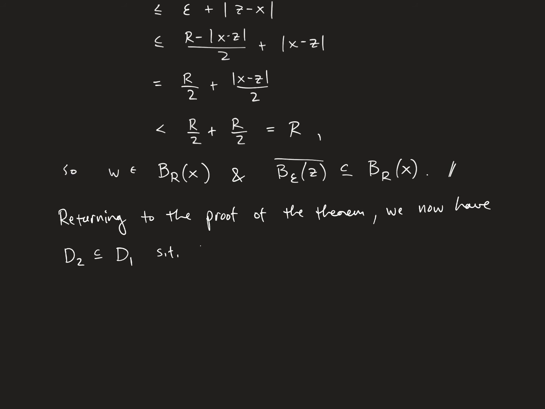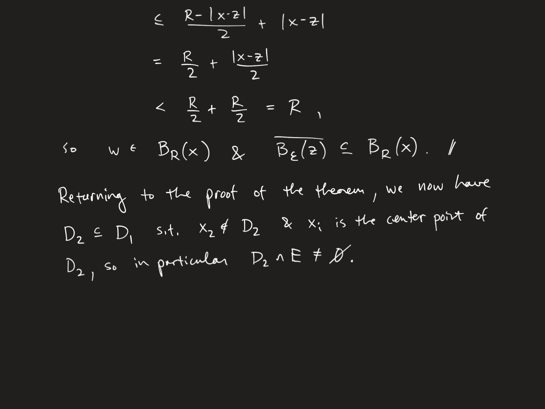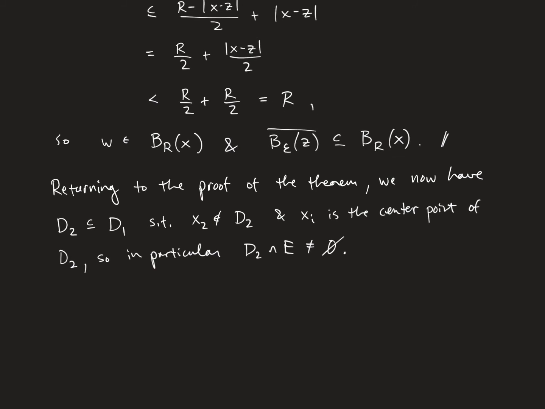such that x2 is not in D2, and xi is the center point of D2. So in particular, D2 intersect E is not empty. That kind of completes the base case of an induction.